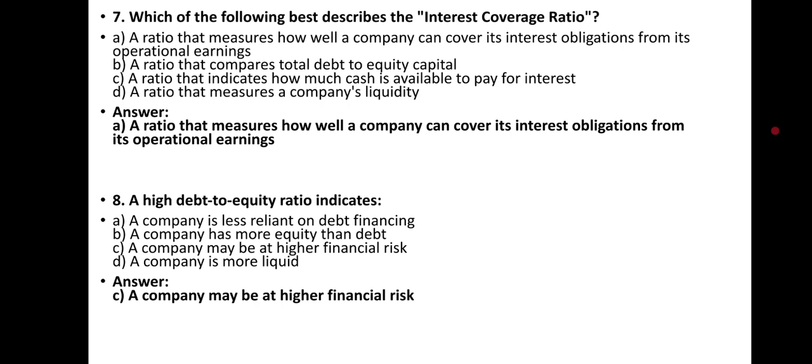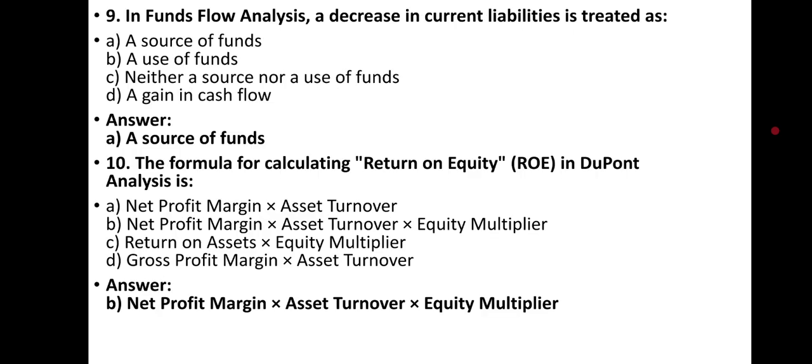Next question we have, which of the following best describes the interest coverage ratio? So right answer is A, the ratio that measures how well a company can cover its interest obligations from its operational earning. Next question we have, a high debt to equity ratio indicates a company is less resilient on debt financing, a company has more equity than debt, a company may be at higher financial risk, or a company is more liquid. So right answer is C, company may be at higher financial risk.